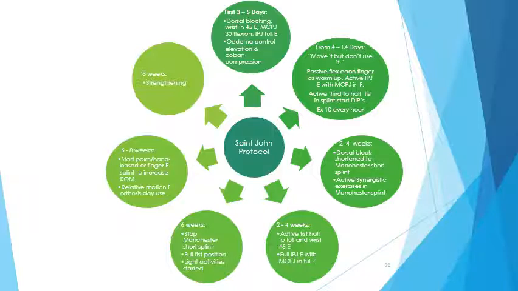Control the edema through elevation of the limb higher than the heart, or Coban compression. From 4 to 14 days, give your client the instruction to move it, but not use it. Move it, but don't use it. Passive flexion of each finger should be done as a warm-up. Active IPJ extension with your MCPJs in flexion.